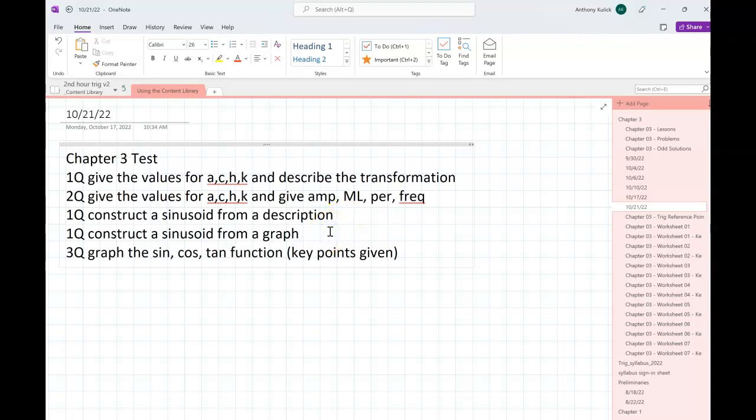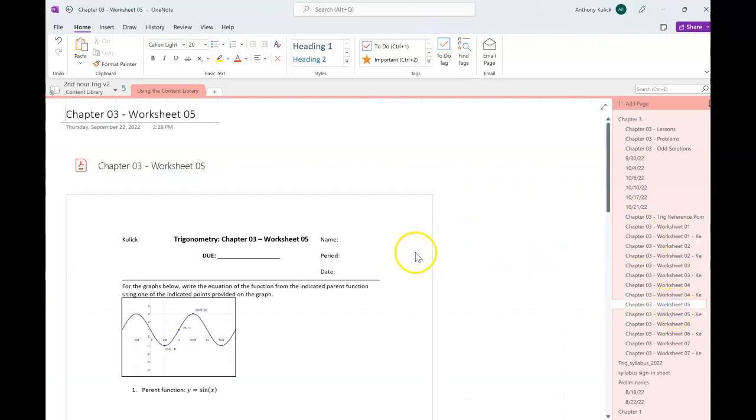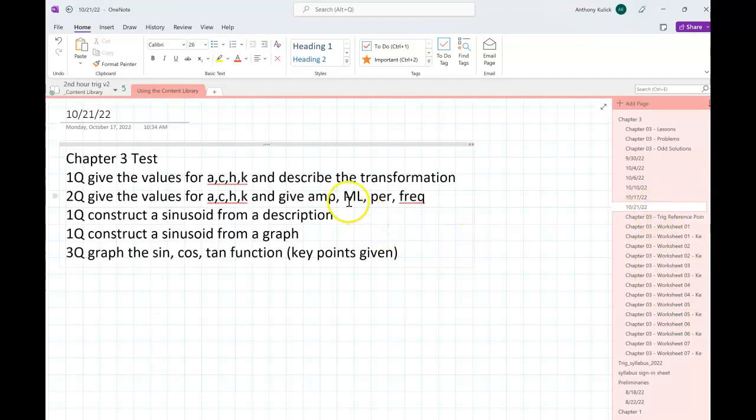One question where we construct a sinusoid from a graph. Again, that was like worksheet 5, I think. And an example there is probably going to be the thing that's going to be the most useful to us, since the other things we use are just like using the definition for amplitude and midline and stuff.